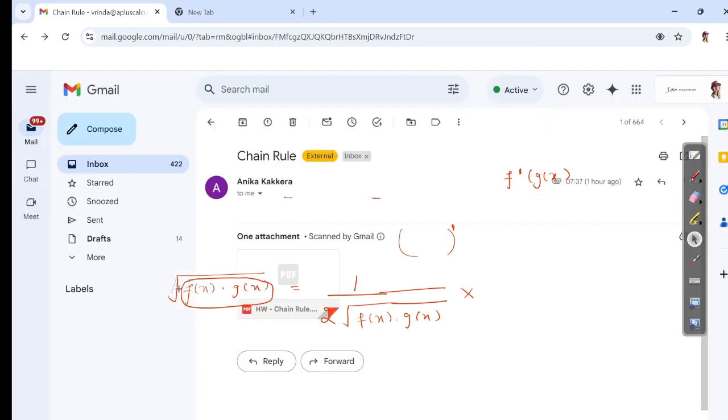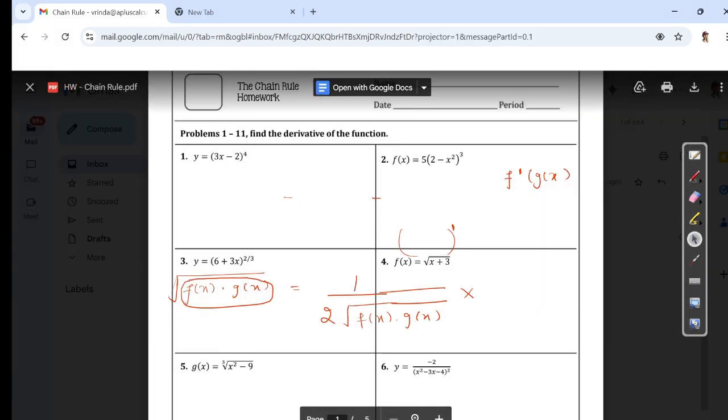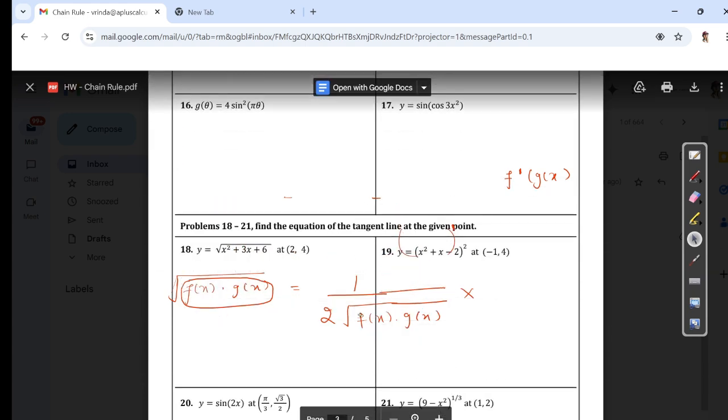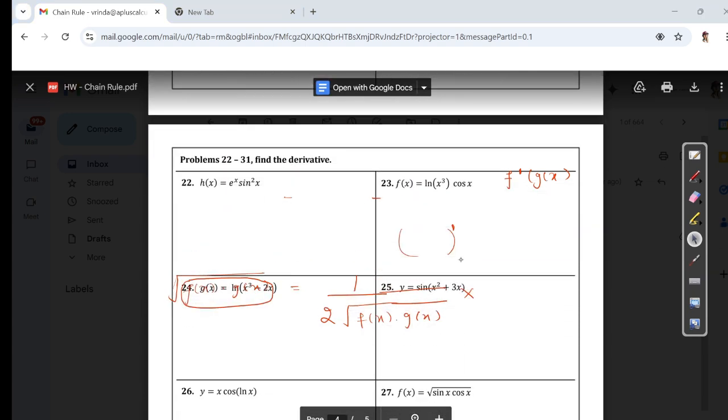Can you see it now? Yes. Okay. Where is?